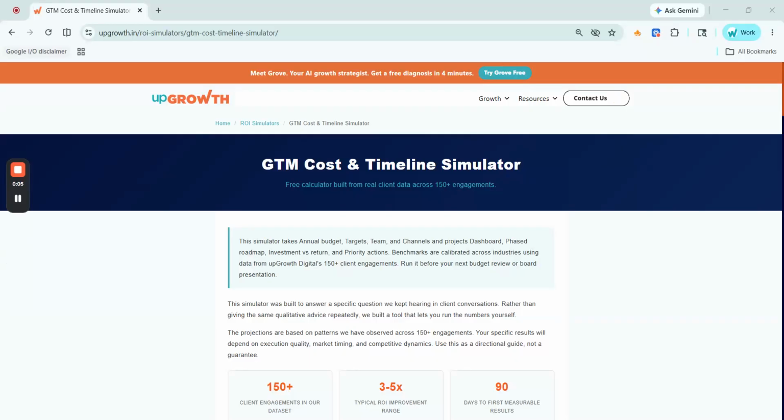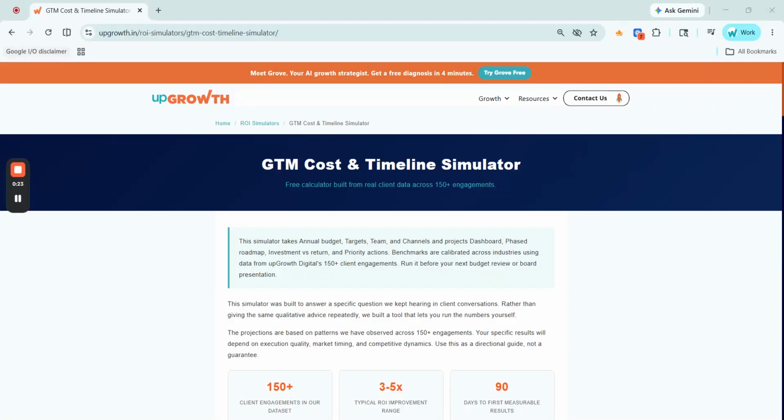Most go-to-market plans live in someone's head and a half-built spreadsheet. Cost goes here, revenue goes there, and the gap between them stays invisible until the runway runs short. This simulator puts a hard number on both and shows you whether your plan actually works. This is a GTM cost and timeline simulator by Upgrowth.